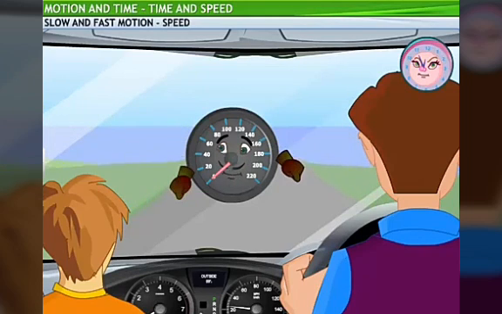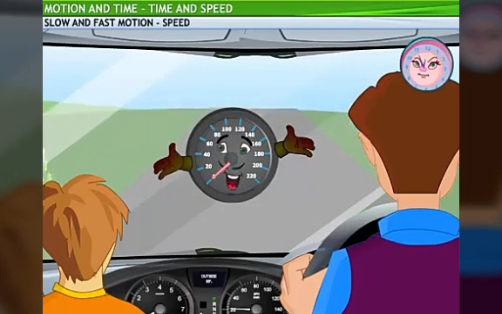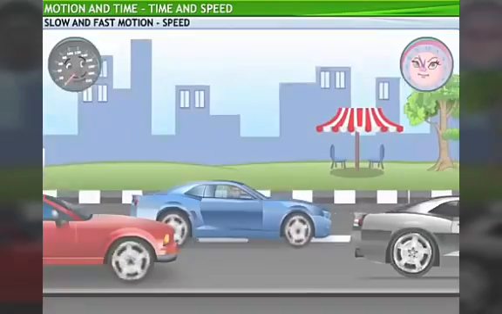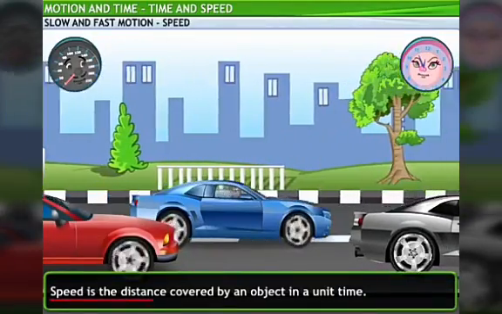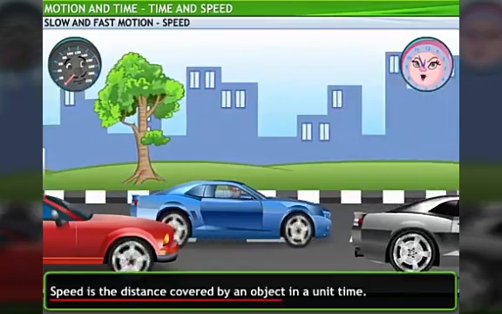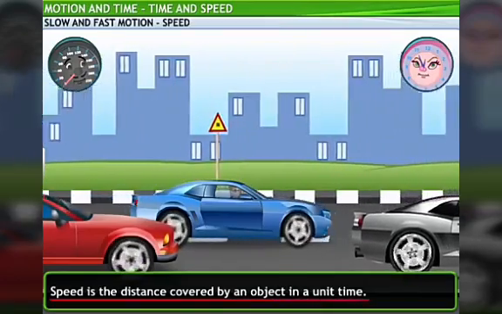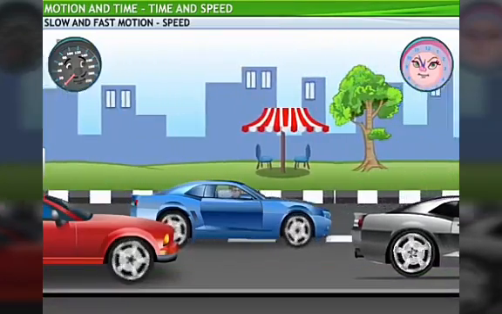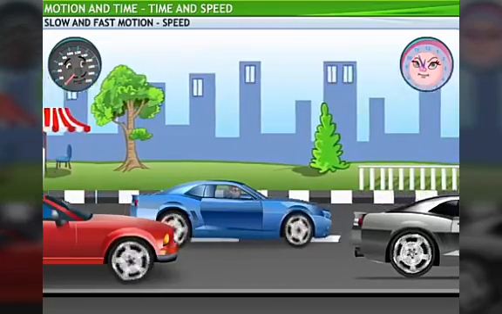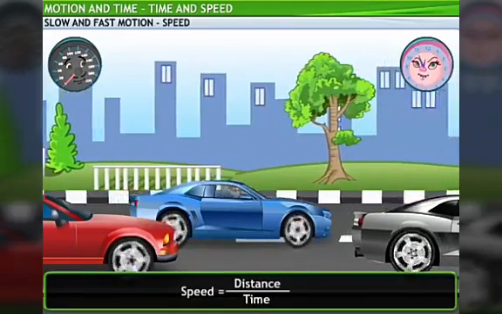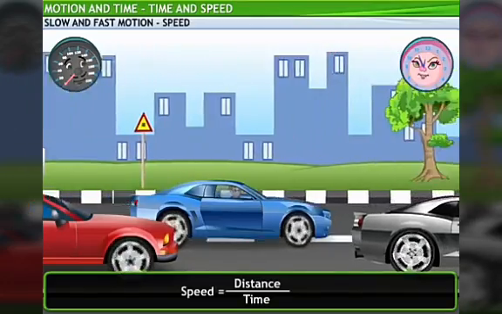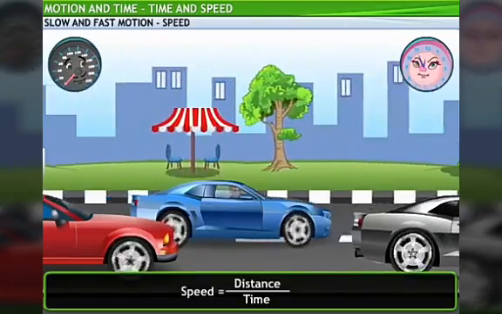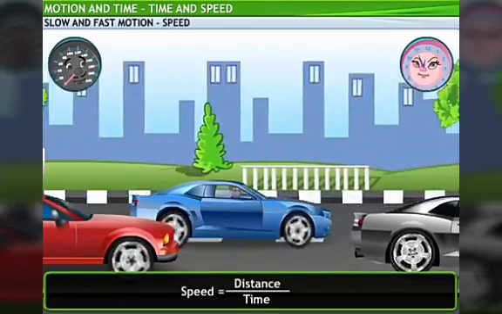Time and speed are related, you know. In other words, the speed of an object is the distance covered by it in a unit time. It can be calculated using the expression speed is equal to distance divided by time. Objects are considered to be in slow or fast motion depending on the speed of their motion.